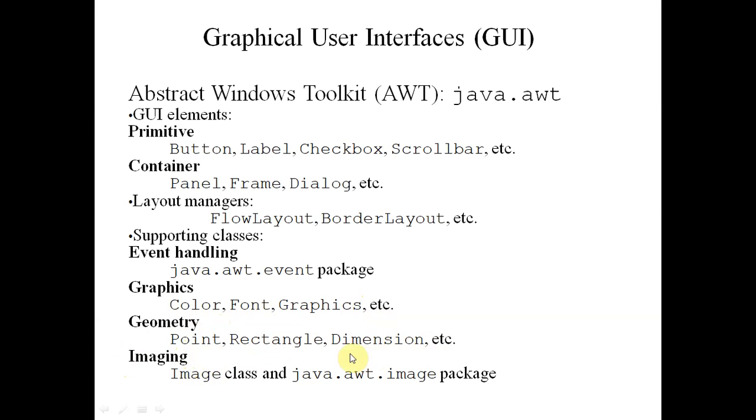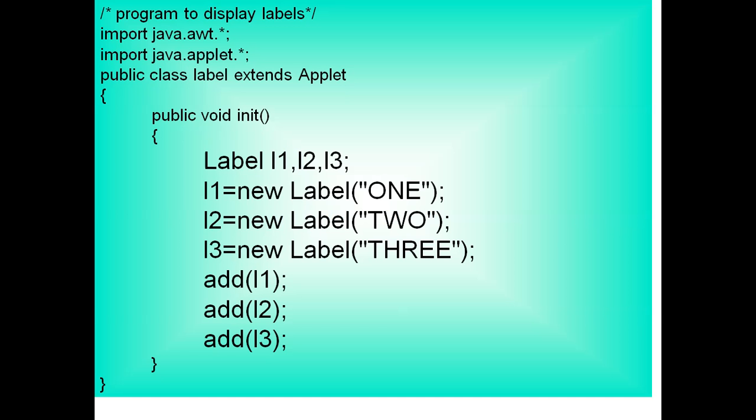Point, rectangle, dimension: we can draw these types of geometric shapes, as well as images, audio files, and video files. We can include all these files in Java applet as well as in Java AWT. Some of them were discussed in the previous classes, and some points like layout manager, container, and event handling we will discuss in the next classes. So this is the GUI model of Java AWT, and in the previous class we discussed this.